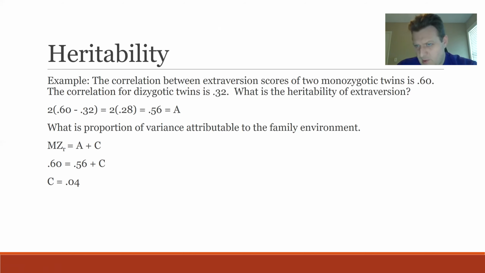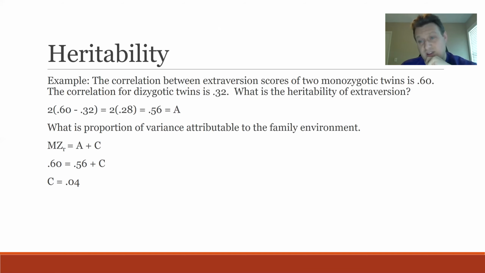Notice that that's a very small number, and we find that's typically the case for personality traits, where your shared environment contributes very little to one's personality. How do we find E? Well, A, C, and E, the non-shared environment, all have to add up to 1. So if I have 0.56 and 0.04, I find that the non-shared environment has to be 0.40.